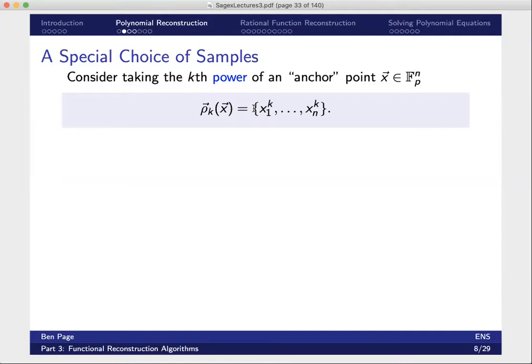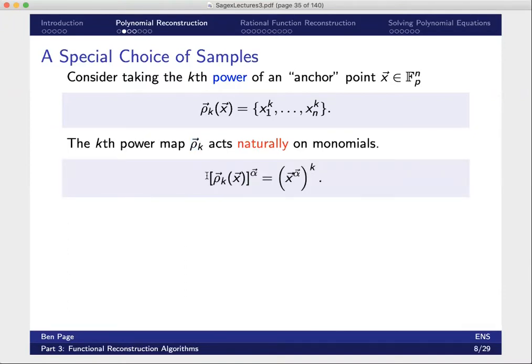So why would we do this? Well, the basic reason is that this power map for k acts naturally on monomials. If I imagine having a monomial x1 times x2 squared, and I plug in x1 to the k and x2 to the k, then this will give me x1 times x2 squared, all raised to the power k. And this is a general feature. We can do this for any monomial. By taking a monomial x to the alpha and plugging in the kth power of x, all we end up with is the monomial evaluated on the original point raised to the kth power.